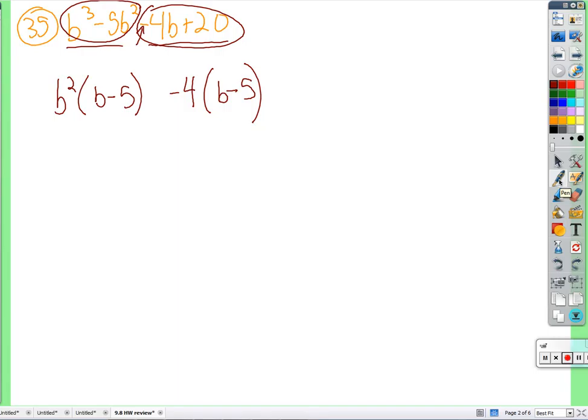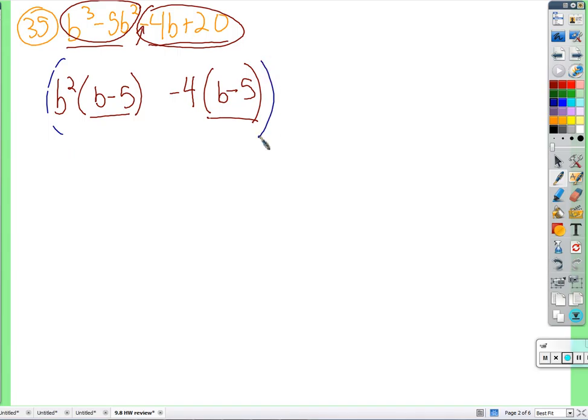Now, factor by grouping worked. How do we know the factor by grouping worked? Because if you distribute out, we know that we factored correctly, but we know that we can continue on from there. How do we continue on? Well, b minus five. They have a common factor of b minus five.